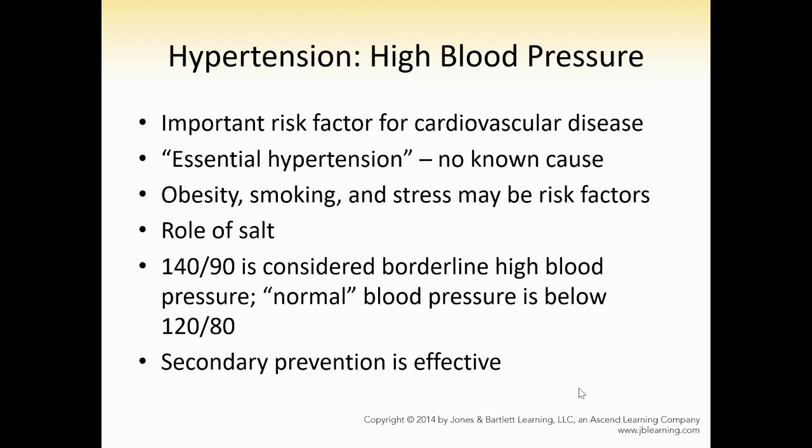Normal blood pressure is considered below 120/80. However, 140/90 is considered borderline high blood pressure, so at that point, the doctor may start engaging in some secondary prevention options to get your blood pressure lower. And secondary prevention has been shown to be pretty effective.